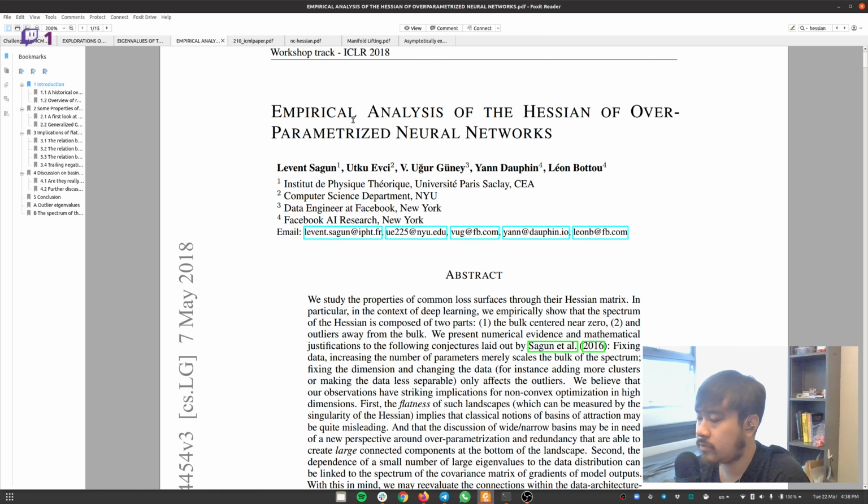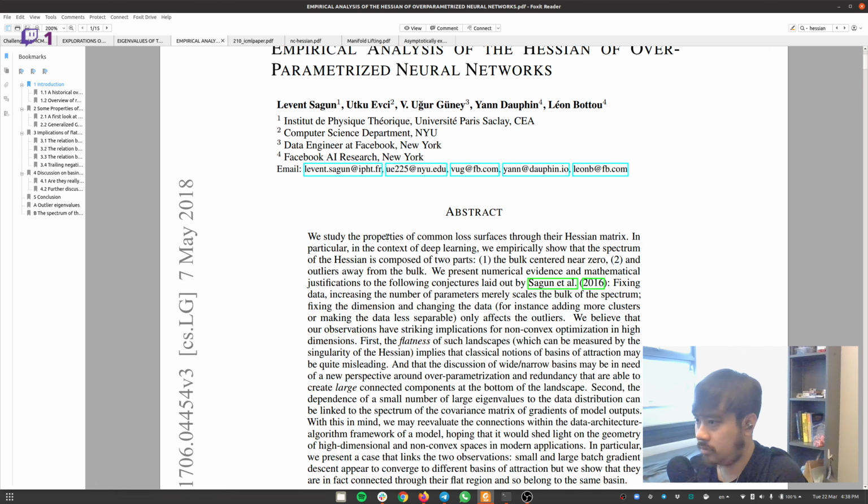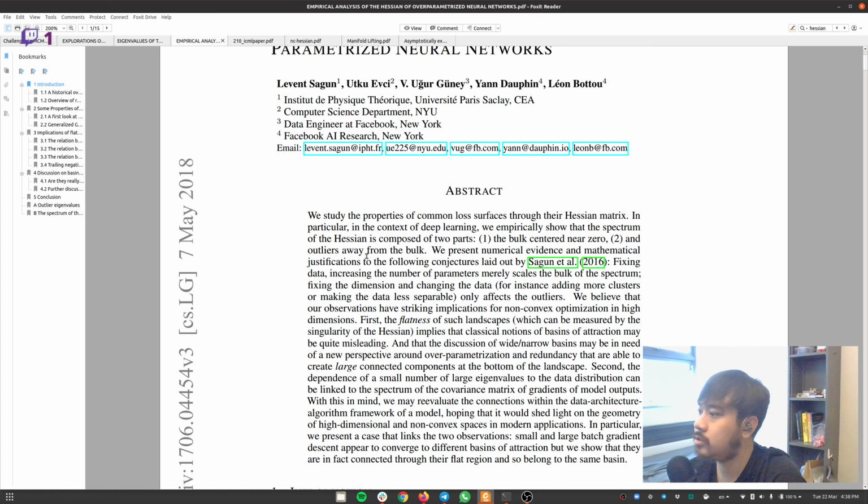Empirical analysis of Hessian over-parameterized. Okay, cool. We study, particularly in the context of deep learning, we empirically show that the spectrum of Hessian is composed from two parts: bulk near zero and outliers away from the bulk. We present numerical evidence and mathematical justifications for the following conjectures laid out by Sagun et al. Fixing data, increasing the number of parameters merely scales the bulk of the spectrum. Fixing dimensions and changing the data, adding more clusters, less separable, affects the outliers.